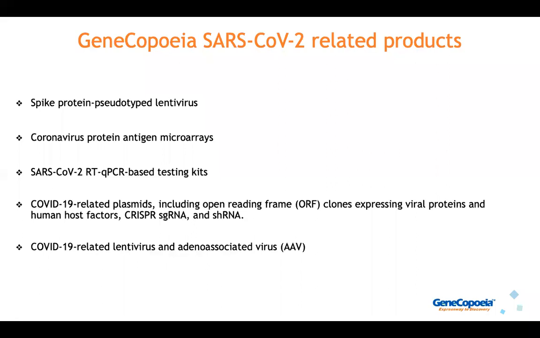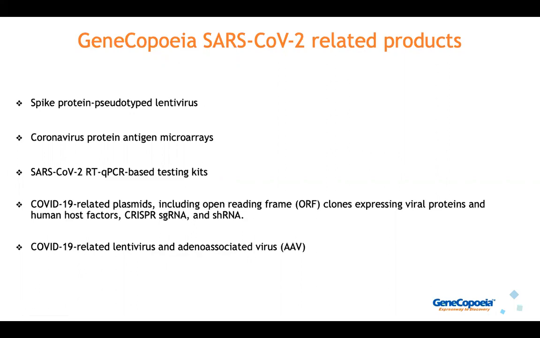But today, again, I'm going to focus primarily on everybody's favorite pandemic, the SARS-CoV-2 related COVID-19 pandemic, and the tools that we have developed here for research in this area. So I'm going to talk about the following main areas that you see on the screen. The first product area I'm going to talk about is called spike protein pseudotyped lentivirus. I'll explain what that is when I get to it.